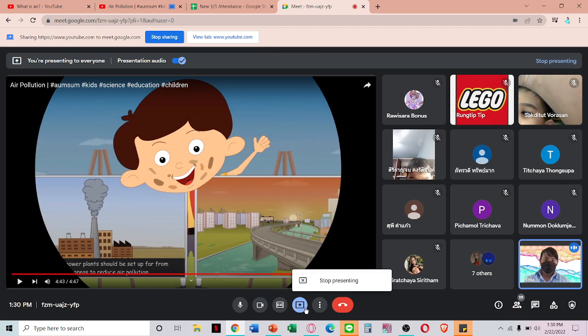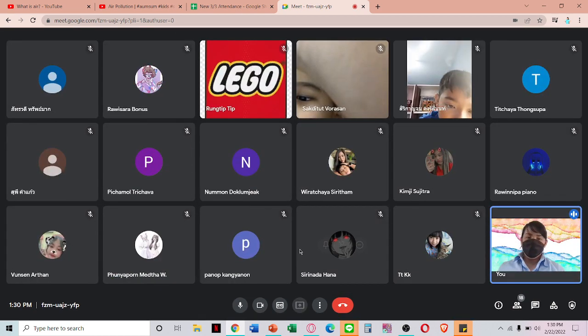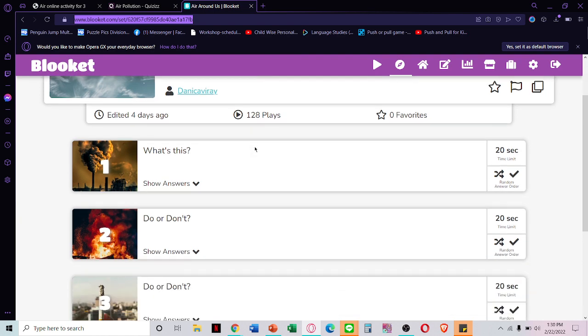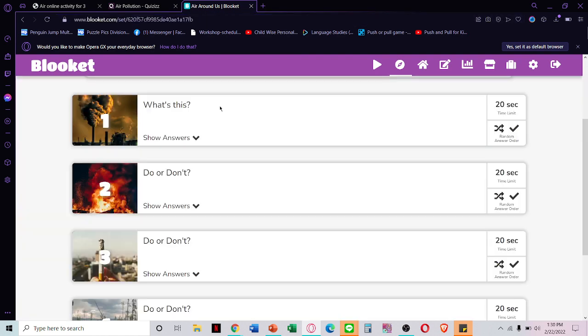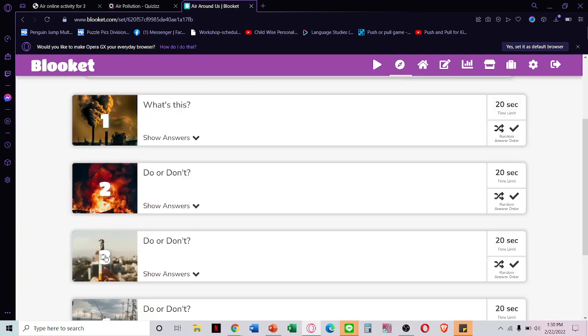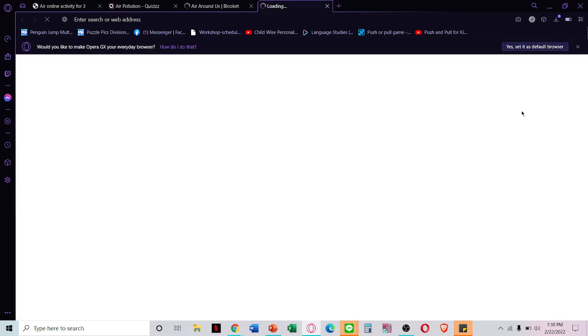Okay, now let us go to our Blooket game for today. Our Blooket game is very easy. We have, can you see it? Very easy. This one is called air pollution. This one, do or don't. Do or don't. No, very easy. You only have 5 questions. So what are we going to choose?